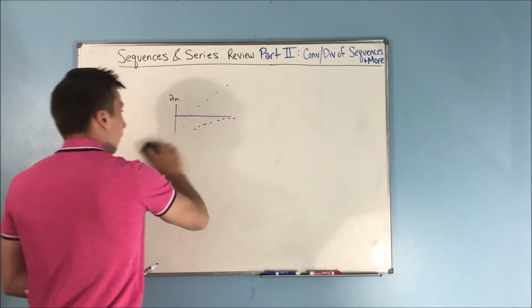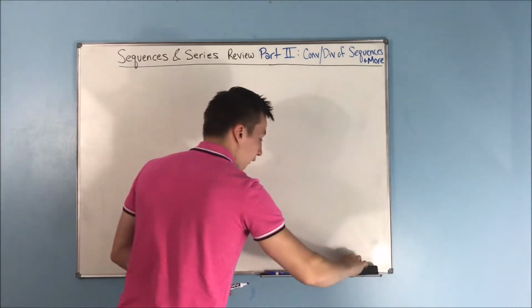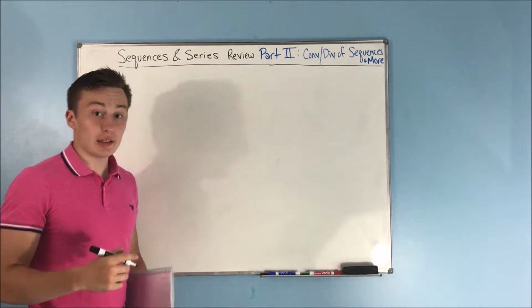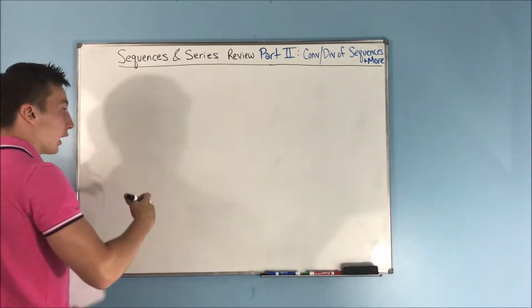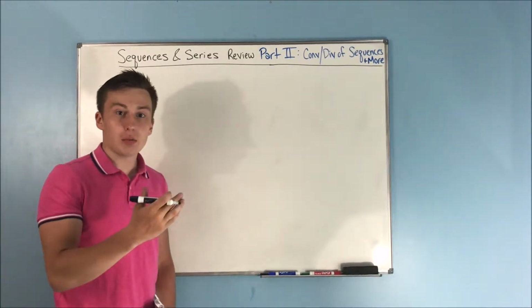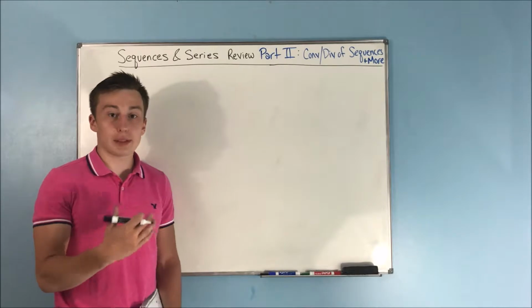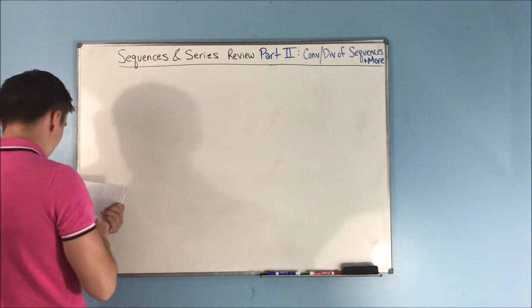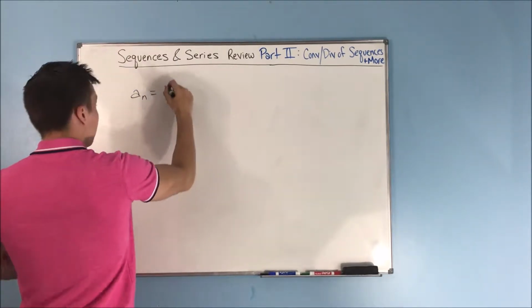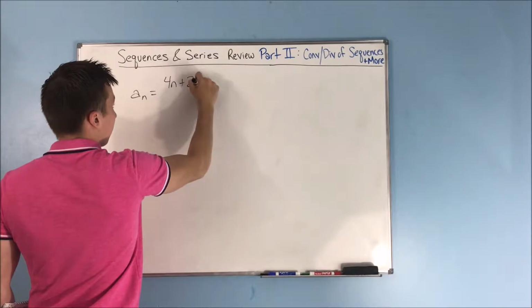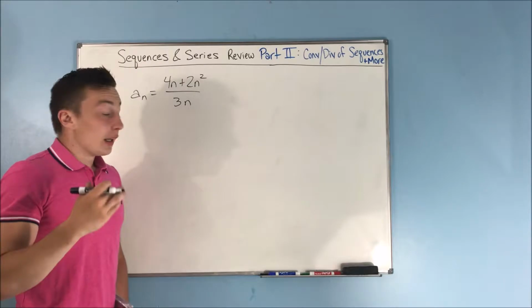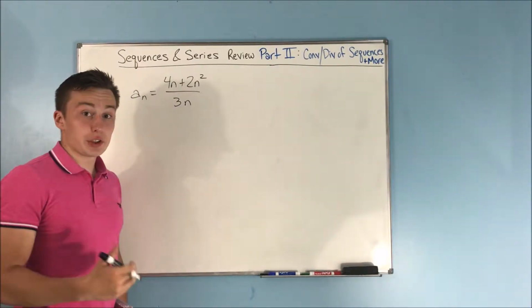All right, so how do we prove if a sequence is going to converge or diverge? Well, we're just going to take a limit, right? We're just going to take a limit as n approaches infinity, and then see, is a sub n approaching an infinite value or a finite value? That will help us to prove if it is convergent or divergent. So we can do an example here. We have a sub n equal to 4n plus 2n squared all over 3n. Is this sequence going to be convergent or divergent?